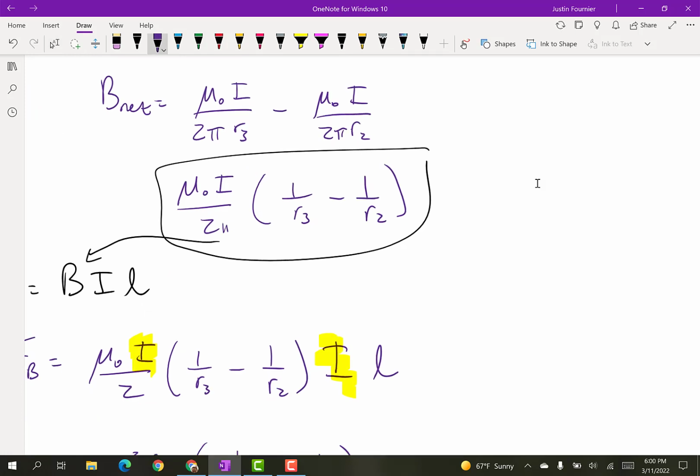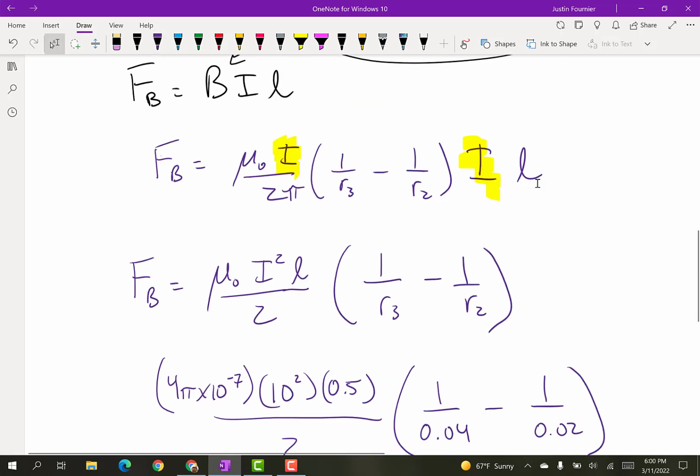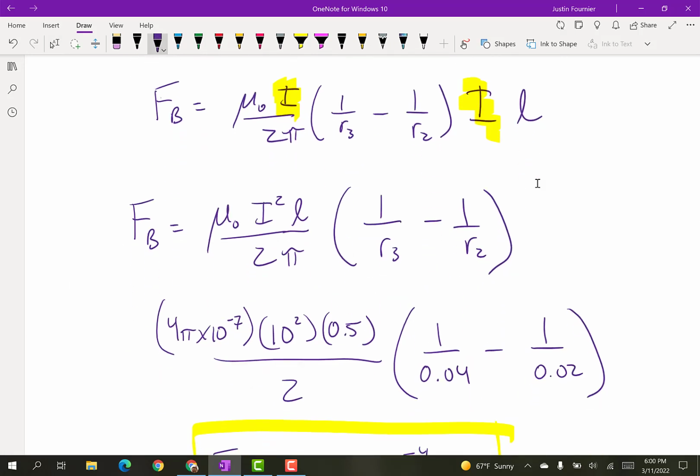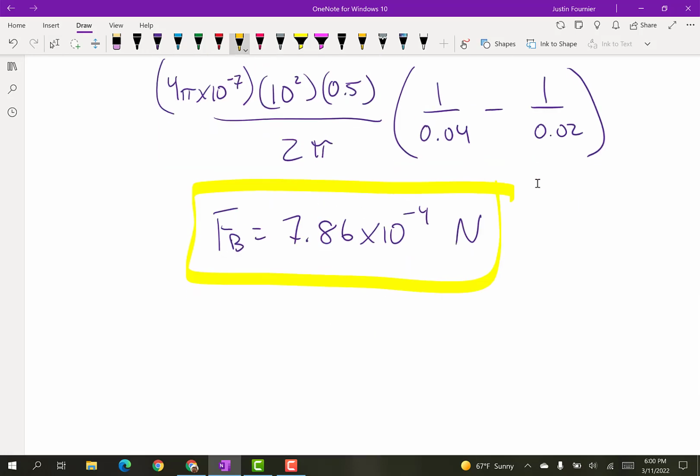So this is 2 pi, that gets factored out. What's nice is, if I would have done that, I wouldn't have had as big of a problem when I was calculating, because this pi would have just canceled out. Anyway, I need to take this value and divide it by pi. And when I do that, I get a magnetic force of 2.5 times 10 to the negative 4 newtons.